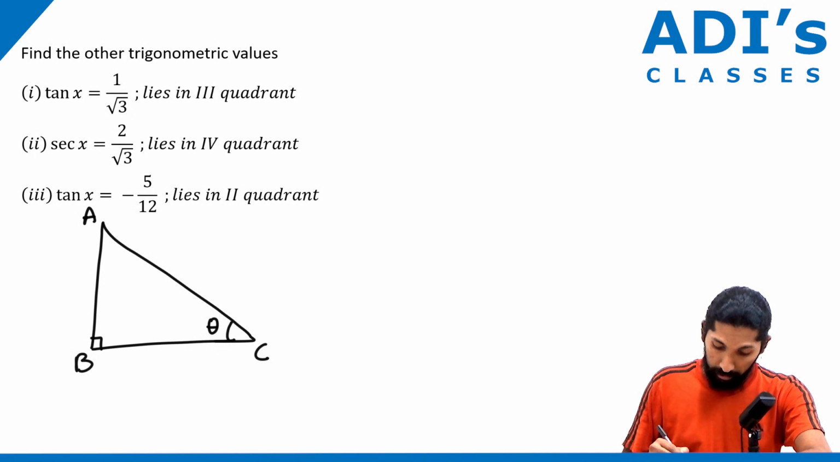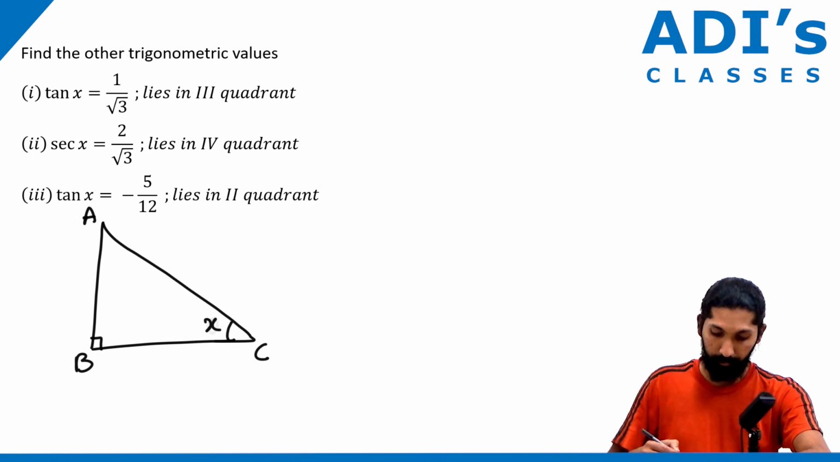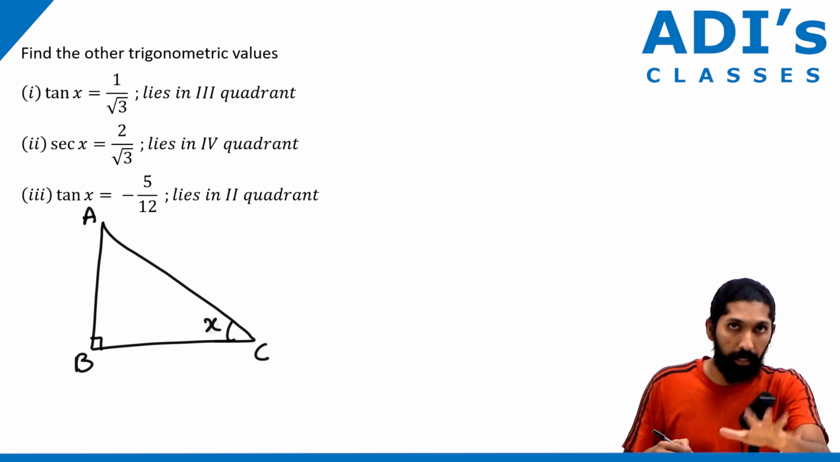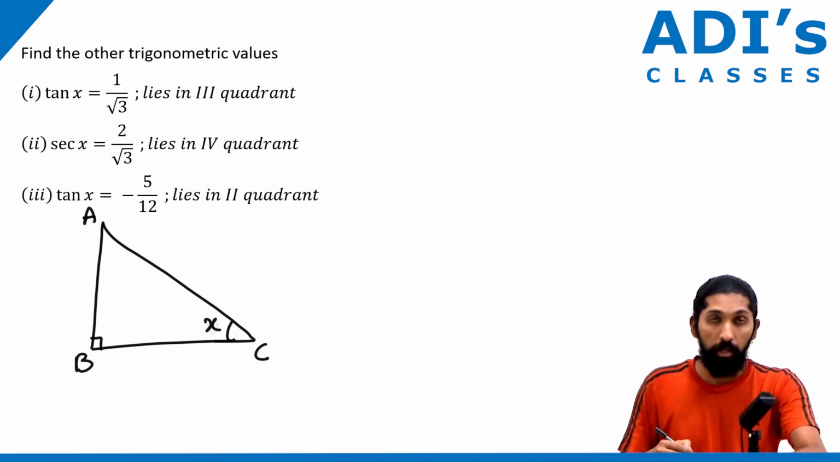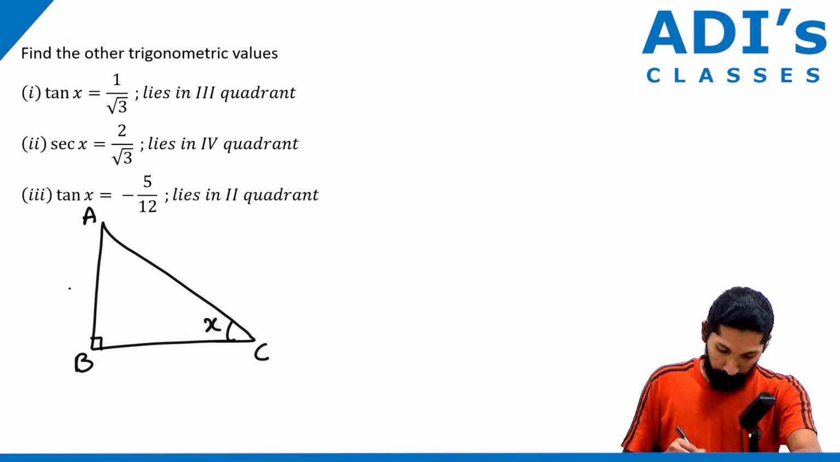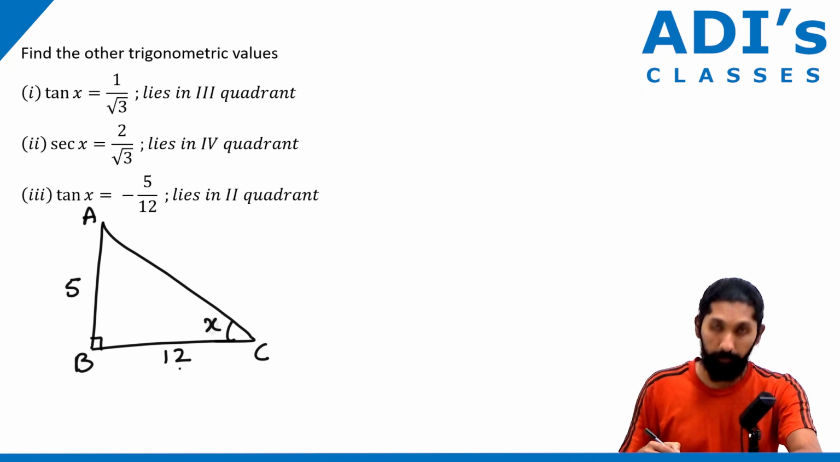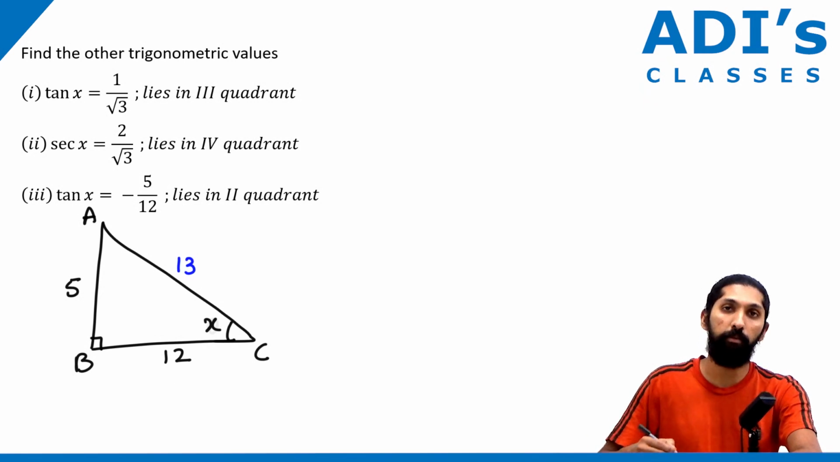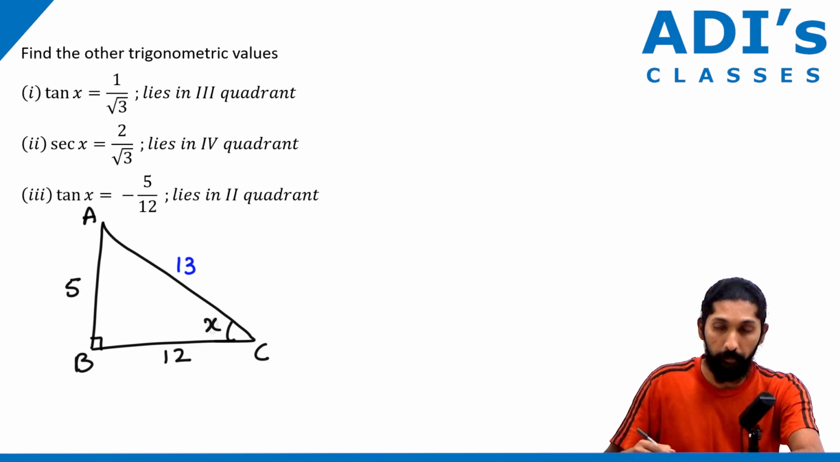Okay, so here they're telling x. So let's make this as x. Let's take off theta and write this value as x. Assume tan x is 5 by 12. See, the negative sign is because of the quadrant. The length can never be negative, correct? Now, this is 5, this is 12. Now, according to Pythagoras theorem, this will become 13.